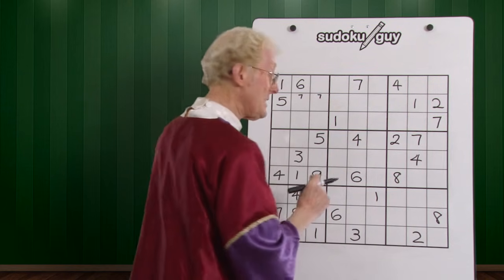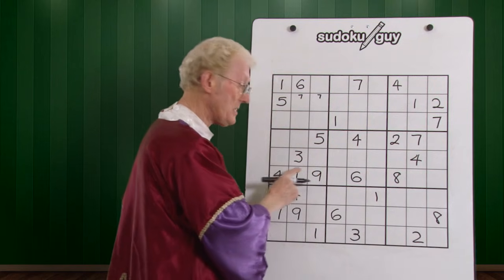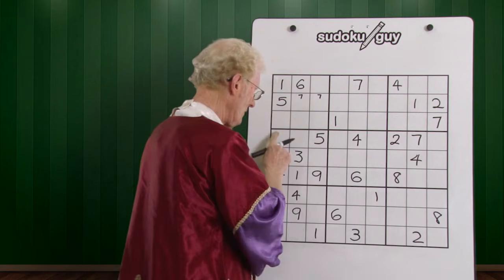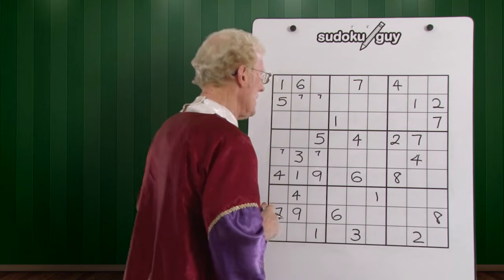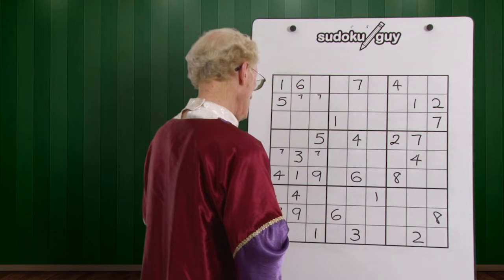7s, only 1 7. But here's something I need to show you. That line means you can't have a 7 down there, and you can't have a 7 here because of that 7. So you put 2 little 7s in here. Now, let's go to 8s. There's only 1 8. 9, there's only 1 9.